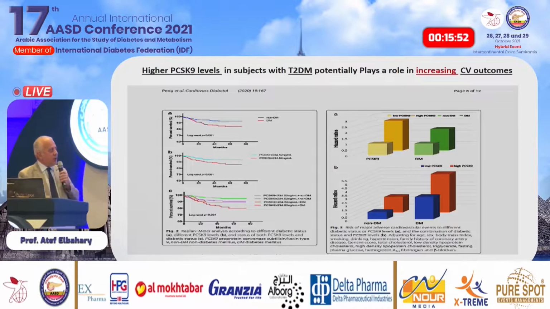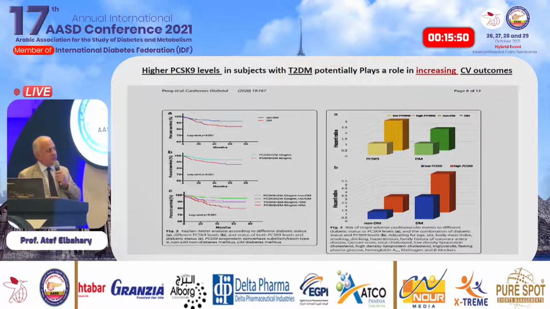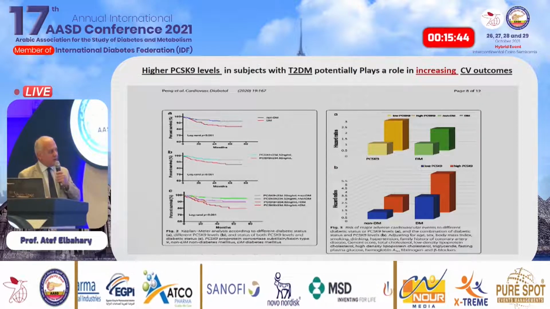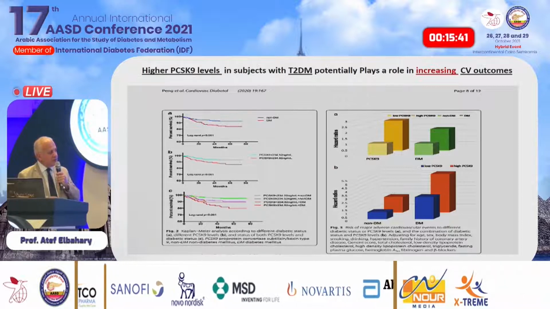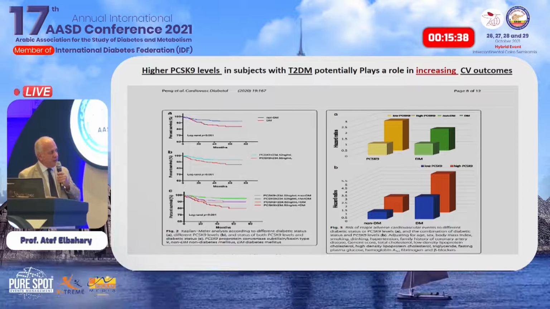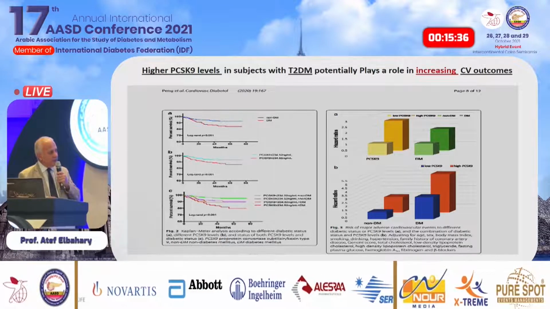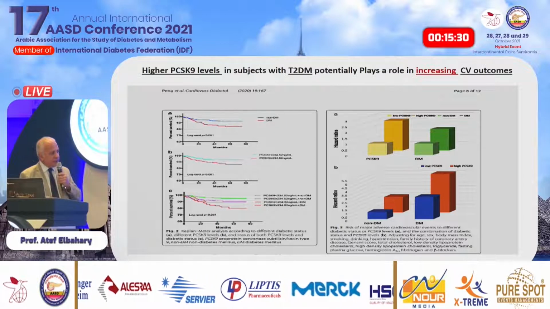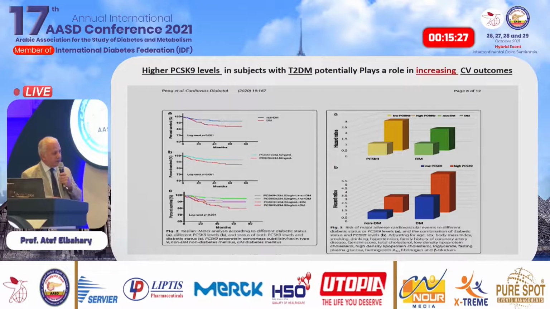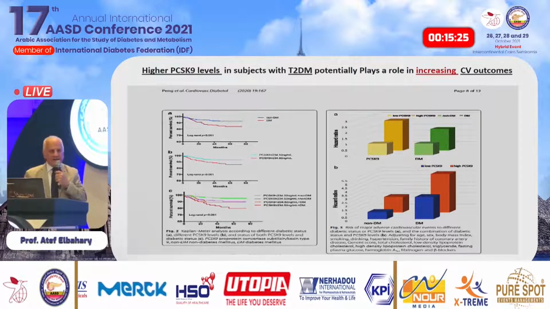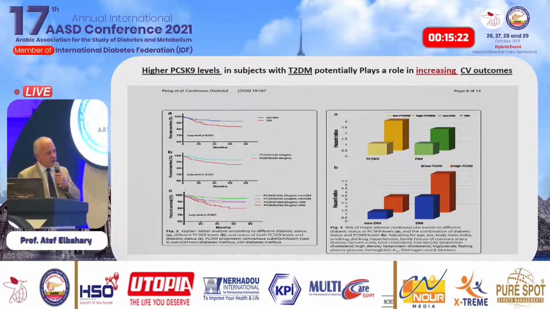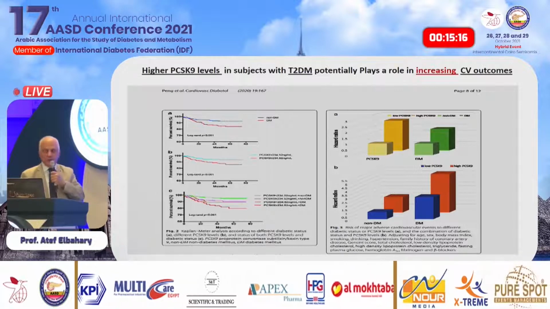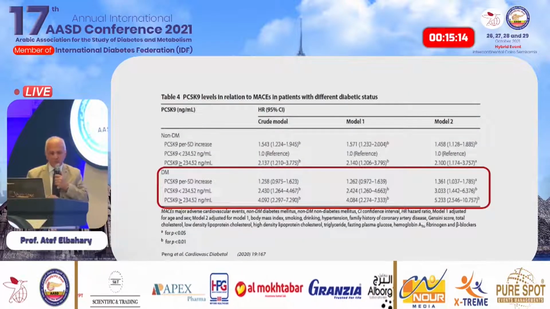Also, this slide shows that higher Pcsk9 levels in subjects with type 2 diabetes potentially play a role in increasing the cardiovascular outcome. As we see here, those are the diabetic and the non-diabetic, and the level of Pcsk9 in nanograms. For patients with high Pcsk9 plus diabetes, with the increasing level, we find that the augmentation of both diabetes and high Pcsk9 increases the hazard ratio of MACE.